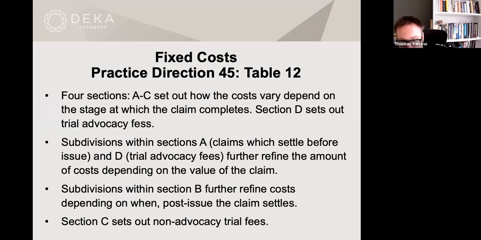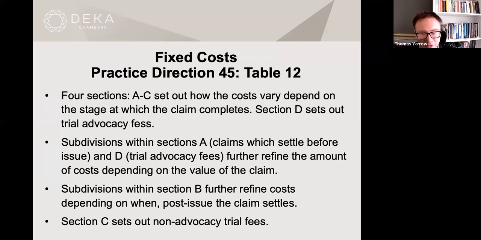So Table 12 of Practice Direction 45. I think I said Table 11 in the previous slide. I'll correct that before we send that out. Table 12. So there are 4 sections to the table. Sorry, that's 3. There are 4 sections to the table, A to D. A to C are how the costs vary depending on the stage at which the claim completes. Section D is the trial advocacy fees. Now that says facile again. I'll try to change that before we send the slides out.